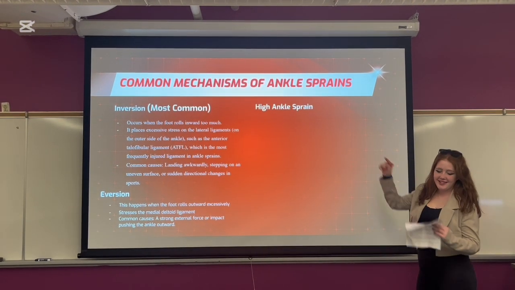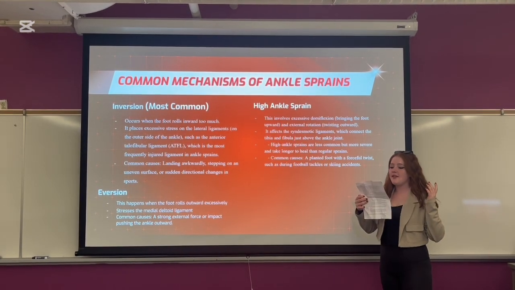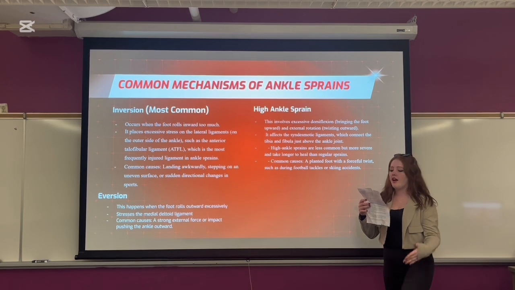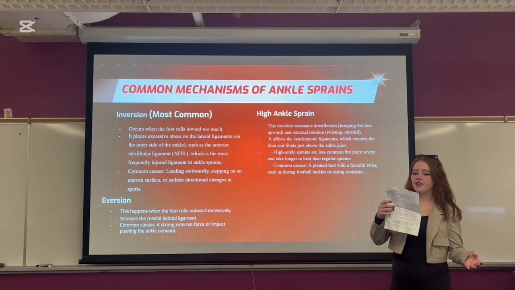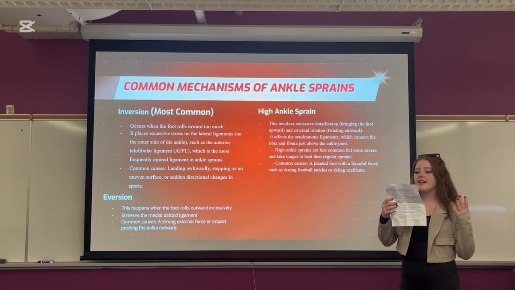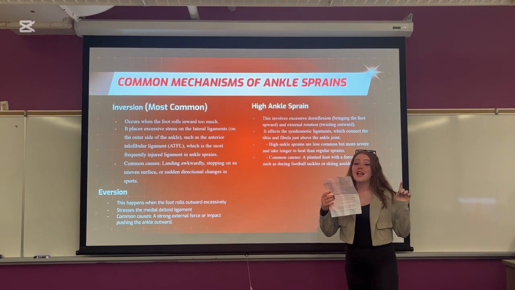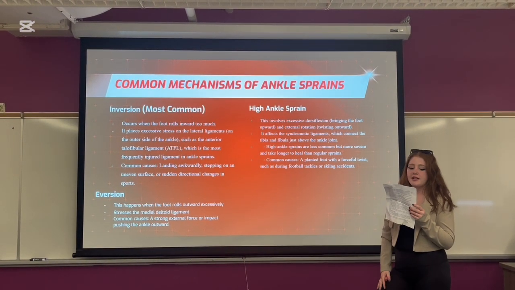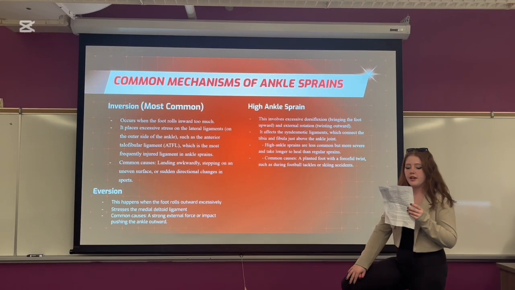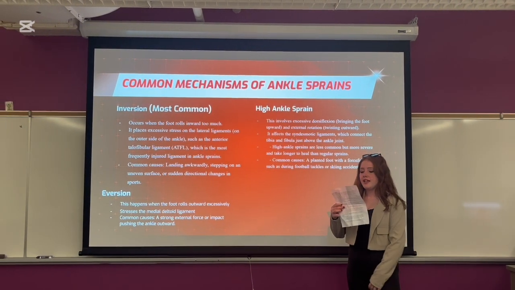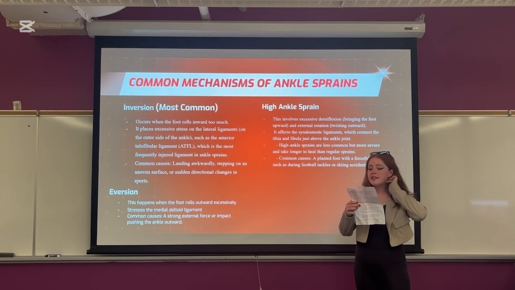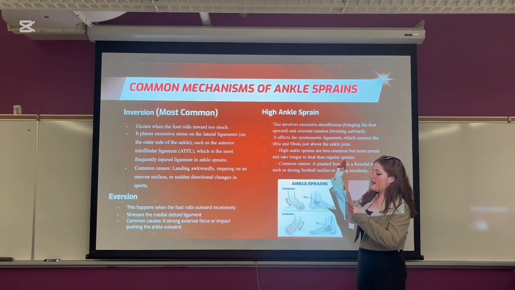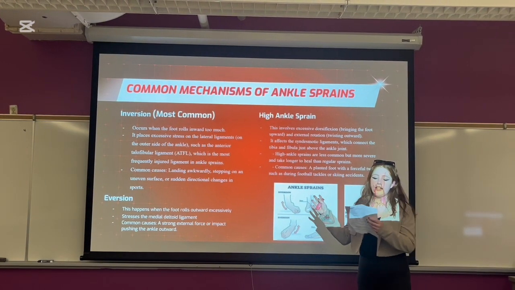High ankle sprains. This involves excessive dorsiflexion, which is bringing the foot upward, and external rotation, which is twisting outward. It affects the syndesmotic ligaments, I cannot pronounce that, which connect the tibia and the fibula just above the ankle joint. Common causes of this would be a planted foot with a forceful twist. Each type of these sprains impacts different ligaments and varies in severity.